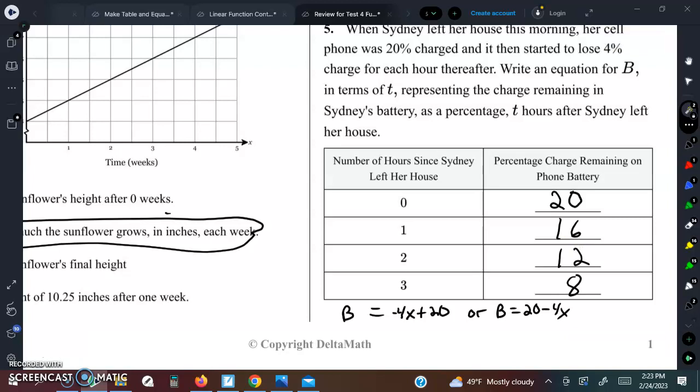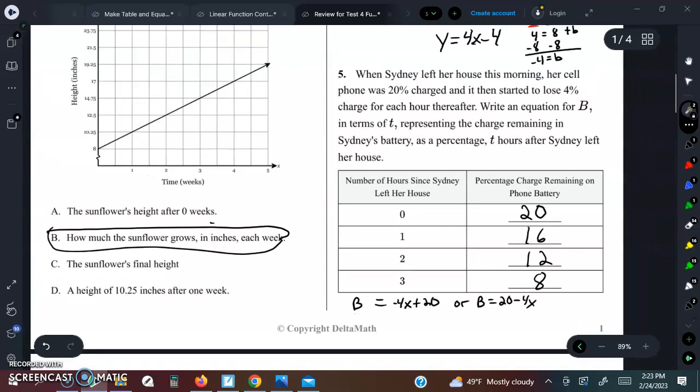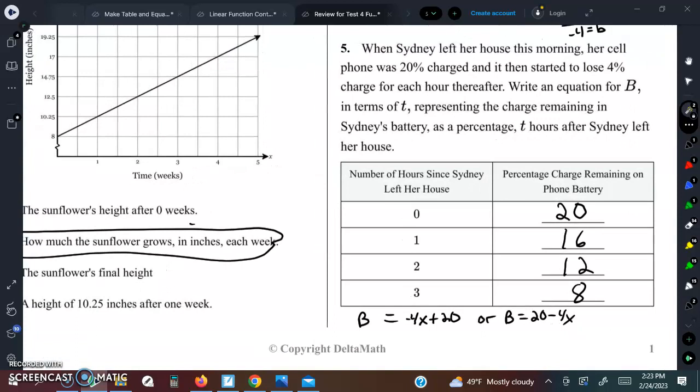Then you can write that as, okay, my slope is going down, so that's -4, and I began with 20, so I put 20. Or you could say, hey, I began with 20, it took away 4 each time, and that's how I got 4x. So there are a couple of ways to look at that one, but that's how that problem is solved.